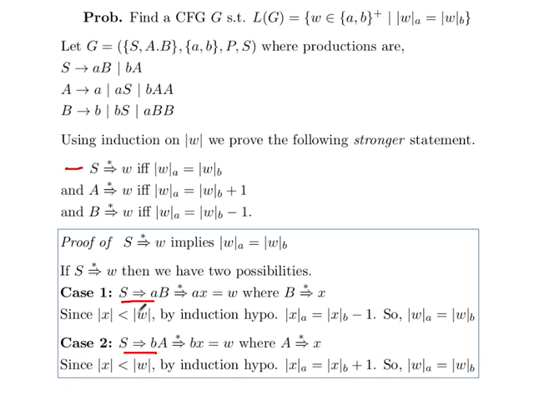Now since X is shorter than W, by our induction hypothesis, this implies that the number of A's here is exactly 1 less than the number of B's in X, right? So in X we had 1 less A, and here we have this A. So together it means that for this W the number of A's is equal to the number of B's. Similarly here it's just the same thing. So this means that now this A will generate some X. So yeah, this is true.